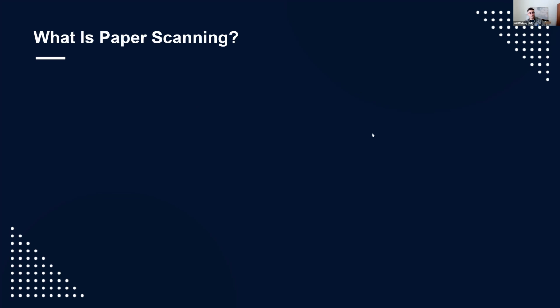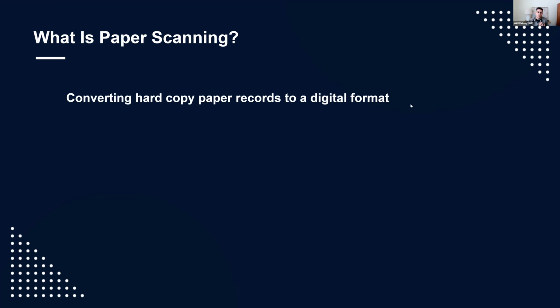First up, what is paper scanning? Our interpretation is converting hard copy paper records to a digital format. That should be what you're thinking of when you think of scanning, conversion, or digitization. Those are all synonyms. They all mean the same thing. You might hear them thrown around differently, like digitalization, but it's just getting your hard copy records into an electronic format.